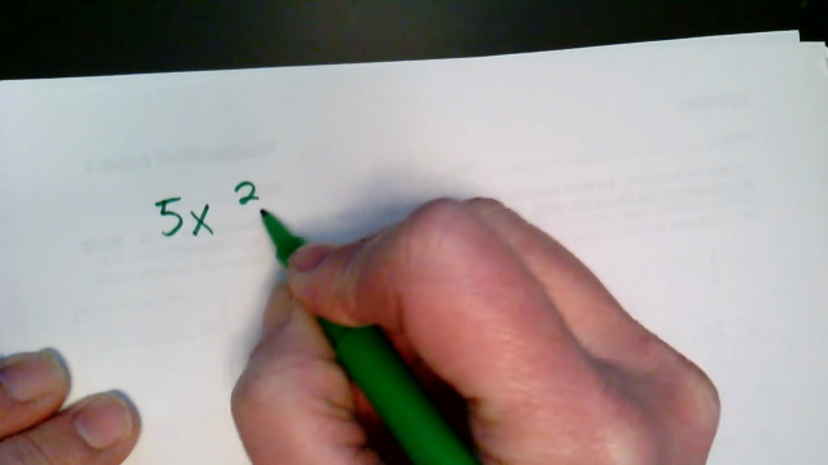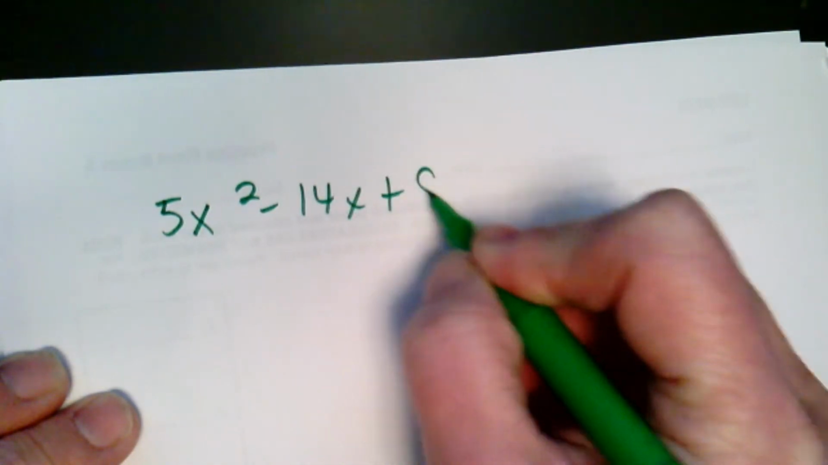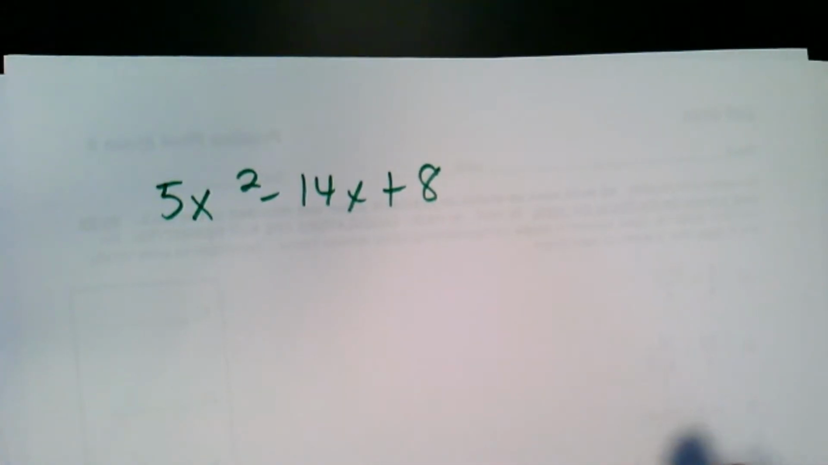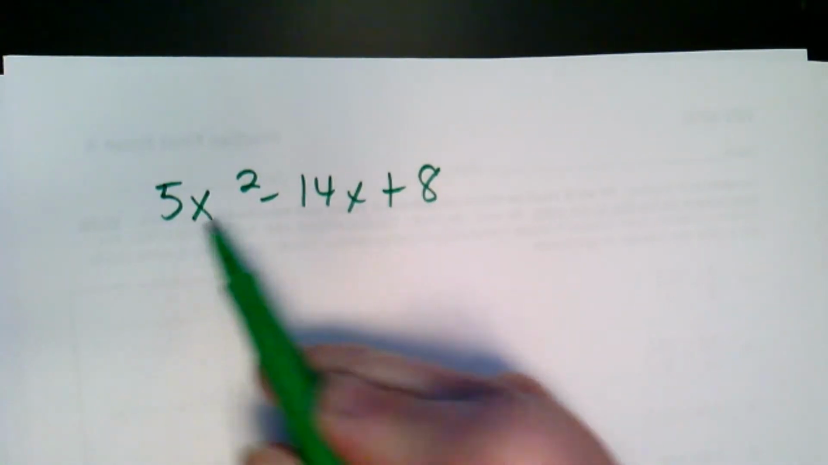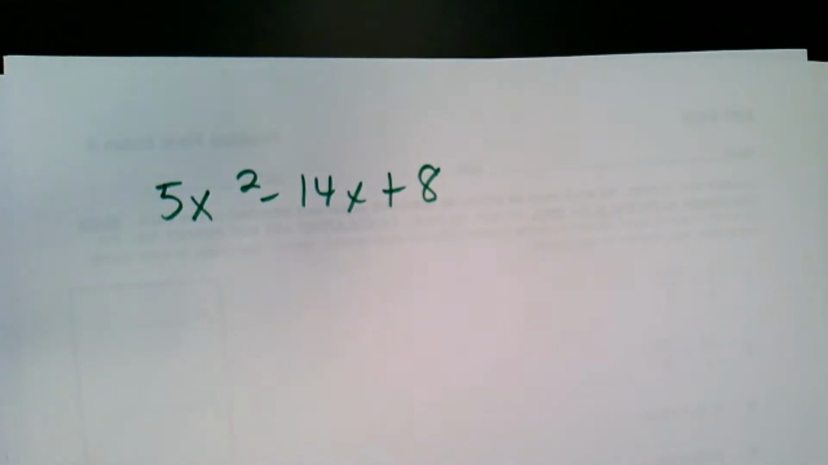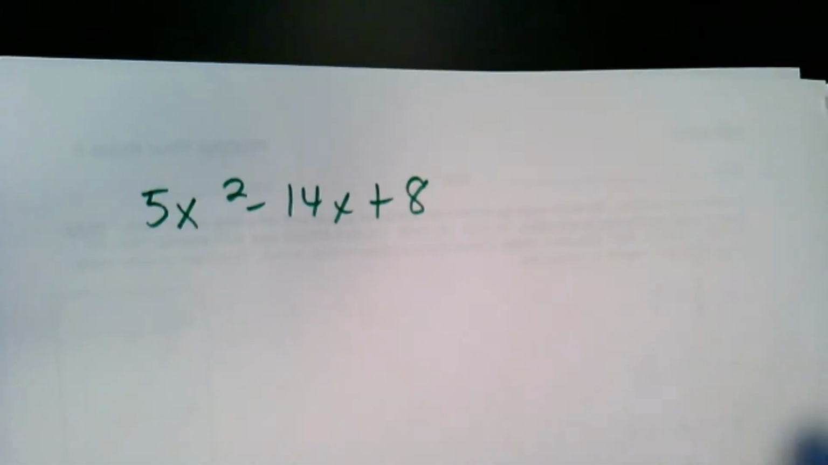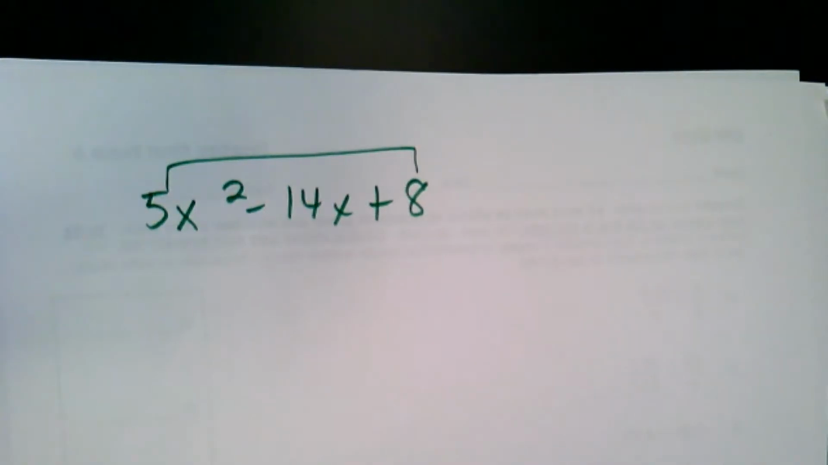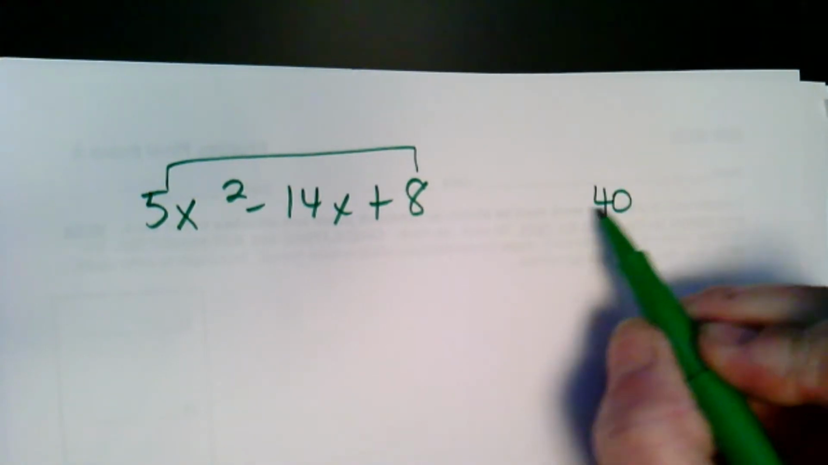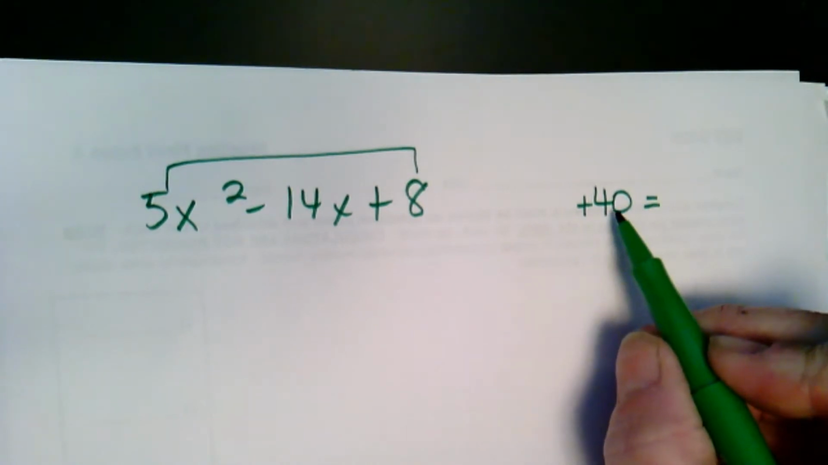So I have 5x squared minus 14x plus 8. And just like always, when you go to factor these, always make sure something can't come out first, because that's usually the easiest thing that we miss. Alright, so I can't take anything out of all groups, so I'm going to multiply these two, and I get a positive 40.